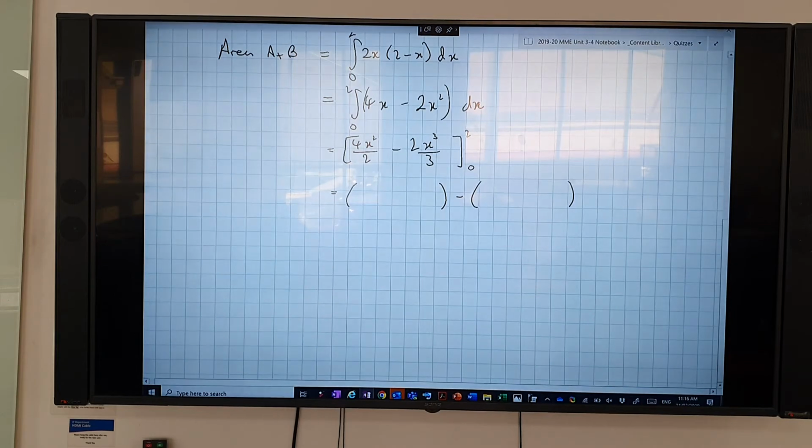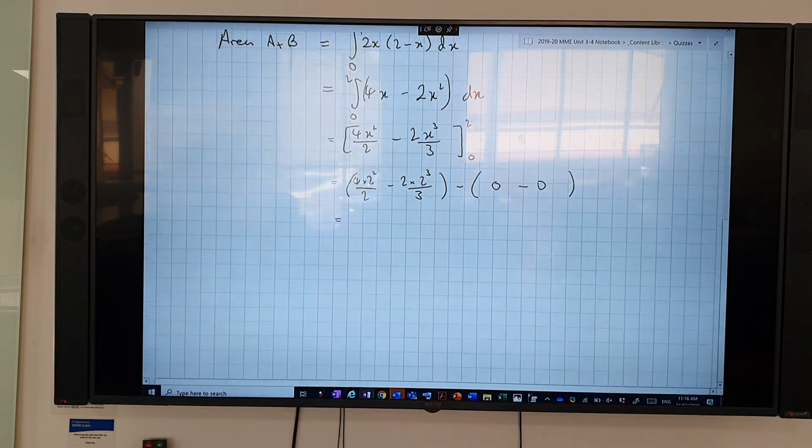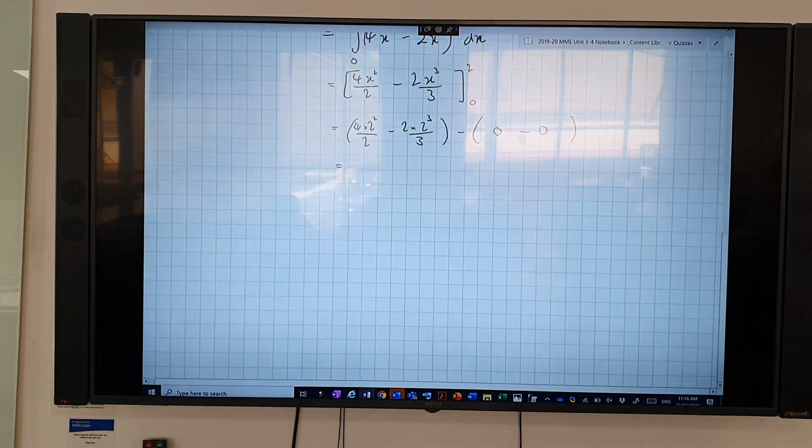So you do this, you do 4 over 2. Actually, I probably should have simplified that, but I'm not going to carry on with it now. 2 squared over 2, minus 2, 2 cubed over 3, 0 minus 0. Useful to put those zeros just so you don't make a mistake. 2 squared over 2 is 2, so it's 8 minus. Now 2 cubed is 8, so it's going to be 16 over 3.